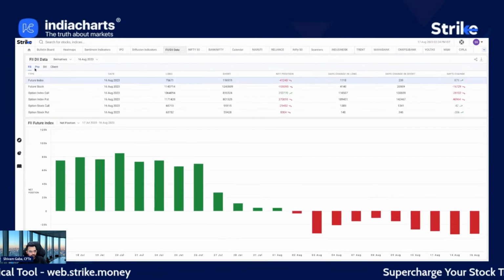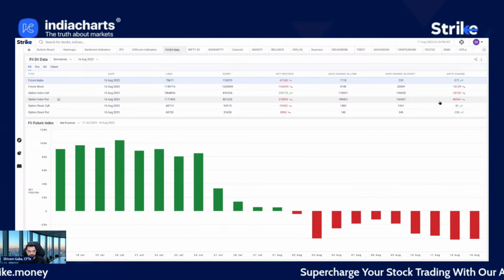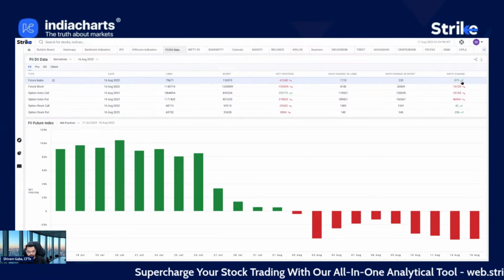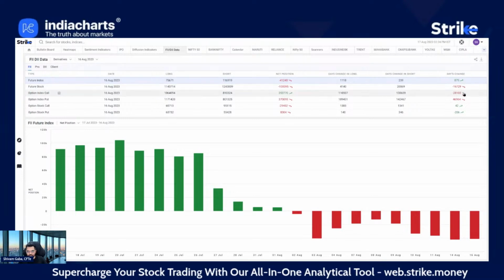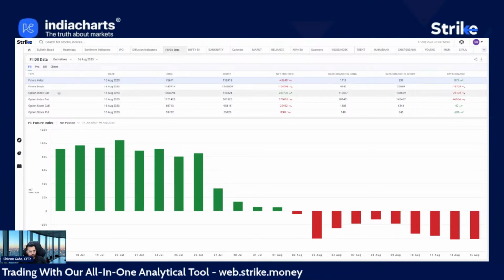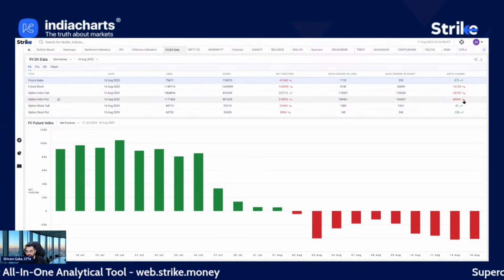And in terms of derivatives, if we look at the FII data, there was a small buying in index futures, but in terms of options, there was call unwinding and they added puts.